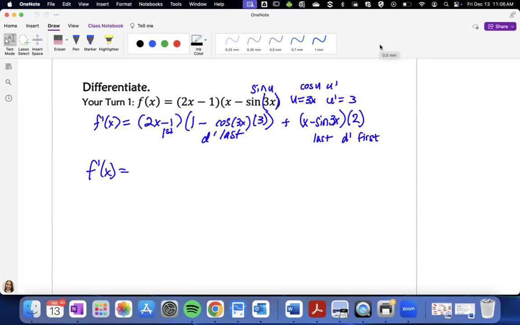So how do we want to clean this up? Okay, so we have your 3 in front of the cosine. 1 minus 3 cosine 3x. Does that make sense? I want to clean that up. I shouldn't leave constants out the side. 2 times, do you guys want to distribute? 2 parentheses x minus 1, and not 2x minus 1.